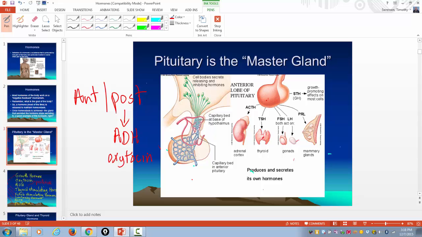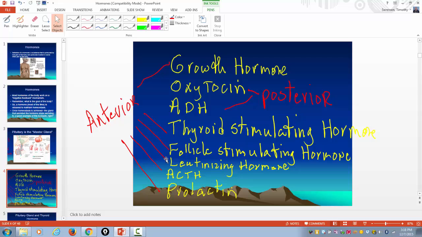So again, hypothalamus, neural; pituitary, glandular. How you remember this is it's called GOAT FLAP. Real simple. So G, growth hormone; O, oxytocin; A, ADH; T, thyroid stimulating hormone; the FLAP, follicle stimulating hormone, luteinizing hormone; ACTH, and prolactin. And the two hormones, again, that are released from the posterior lobe are oxytocin and ADH. The rest are released from the anterior lobe.